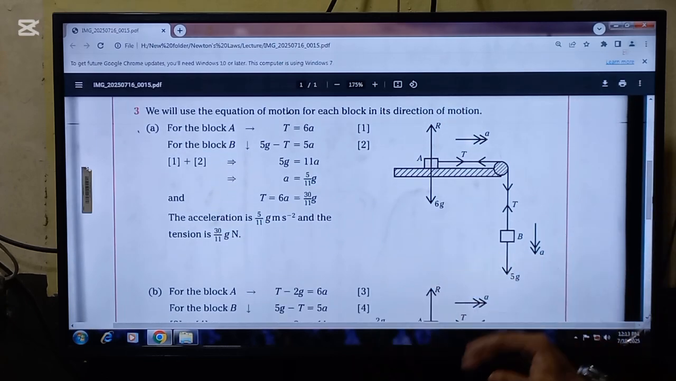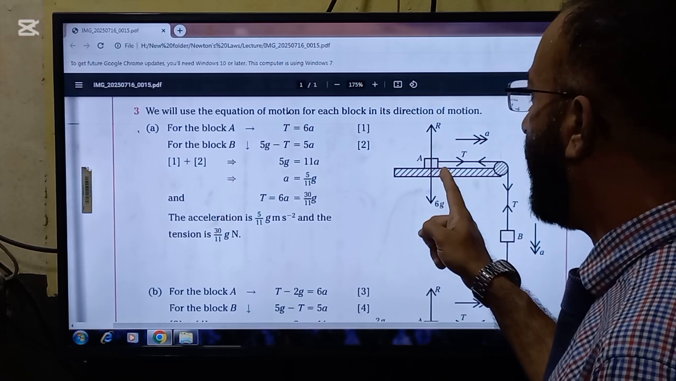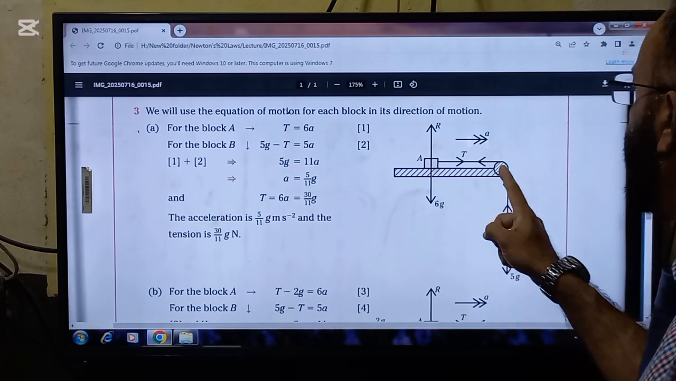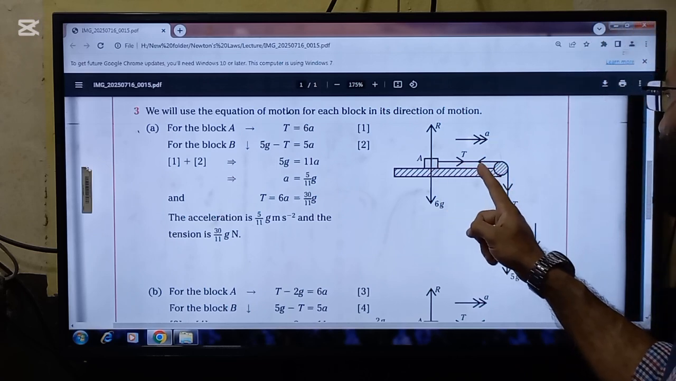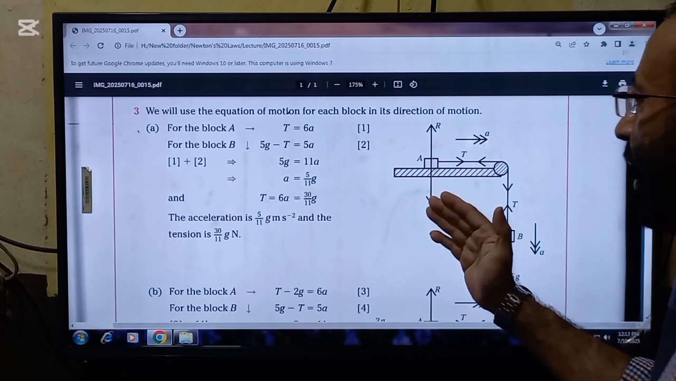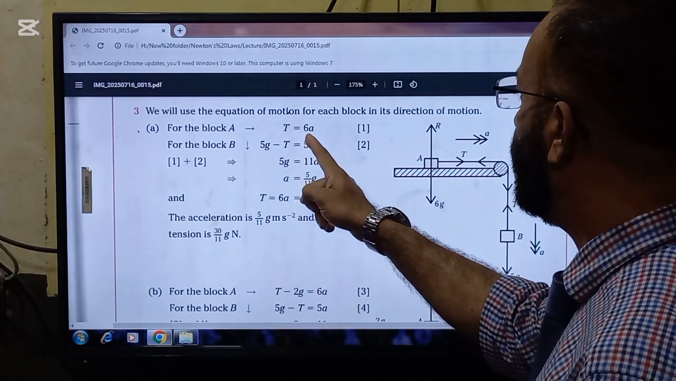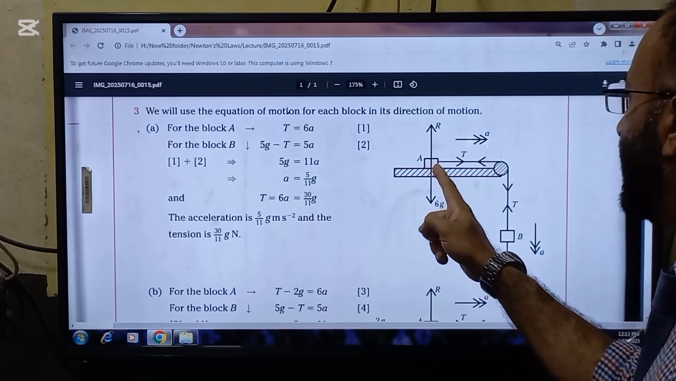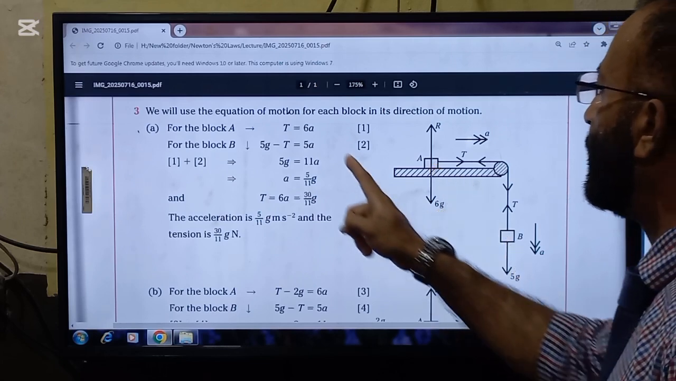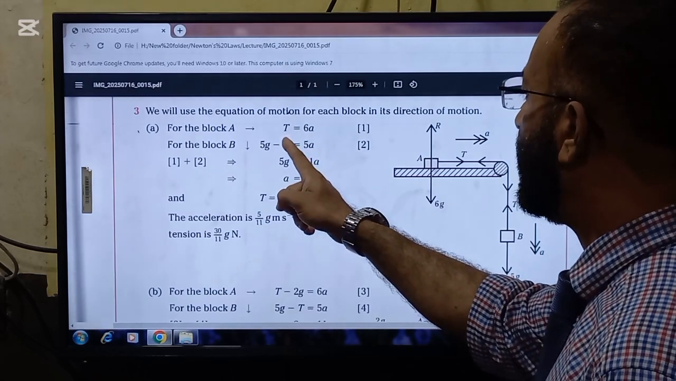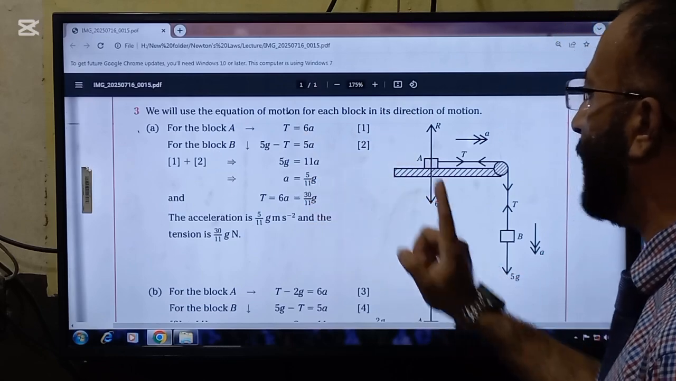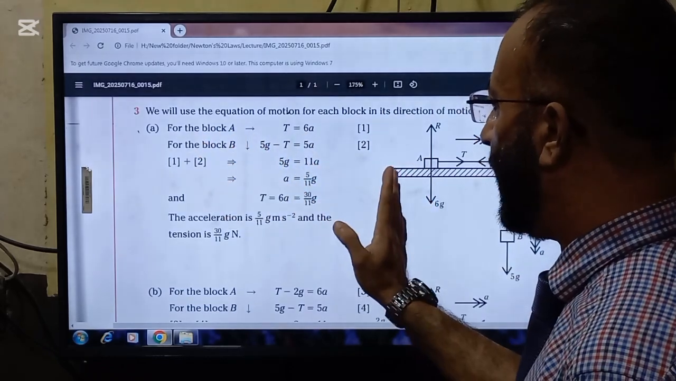particles separately. Look now, for particle A, there is no frictional force. So it means T, the tension in the string, is the only resultant force. So this resultant force will be equal to MA. So T is equal to 6a, because this is a particle of mass 6 kg and this is a particle of mass 5 kg. So F is equal to MA, T is the resultant force, equal to M, that is 6, and a is still there. So this is equation number 1, that is block A's equation.